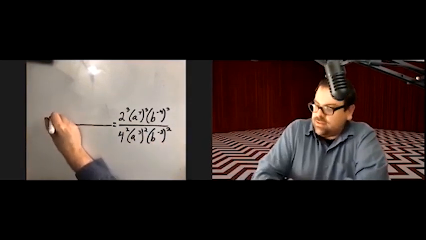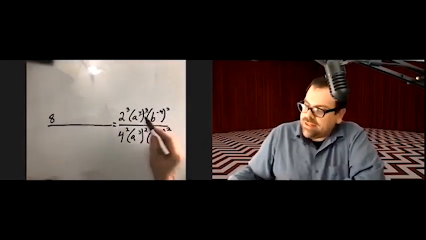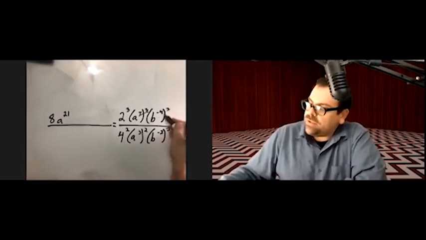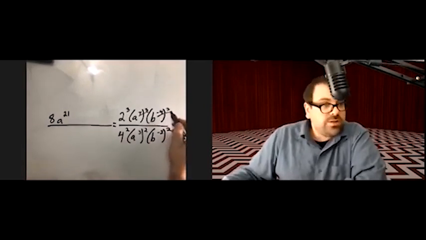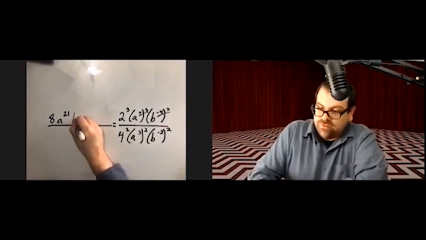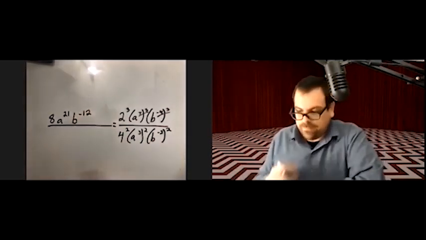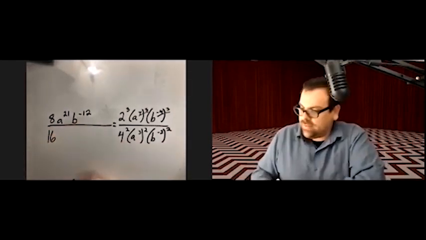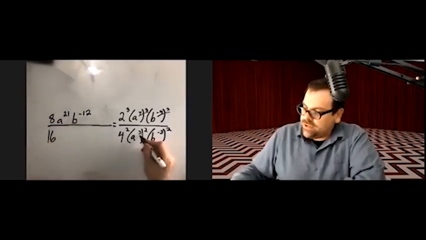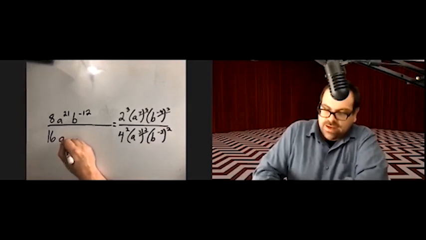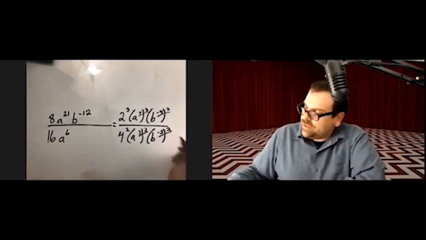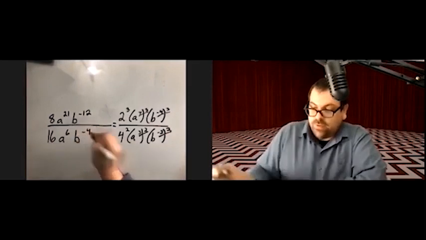2 cubed is 8. Here we multiply the exponents. 7 times 3 is 21. Here we multiply the exponents. Negative 4 times 3 is negative 12. B to the negative 12. On the bottom, 4 squared is 16. A cubed squared, 3 times 2 is 6. A to the 6th. Negative 2 times 2, that's negative 4. B to the negative 4.